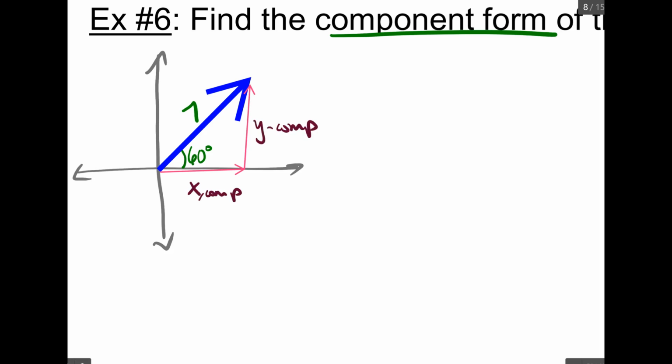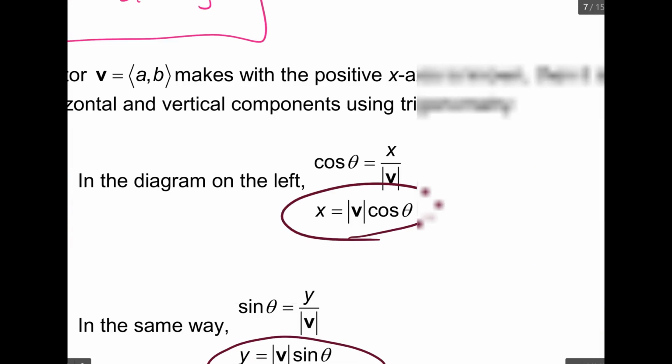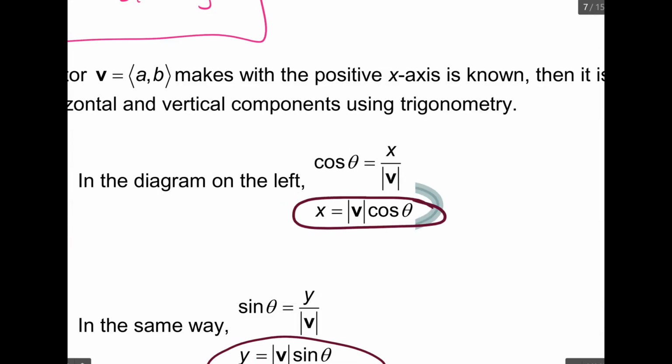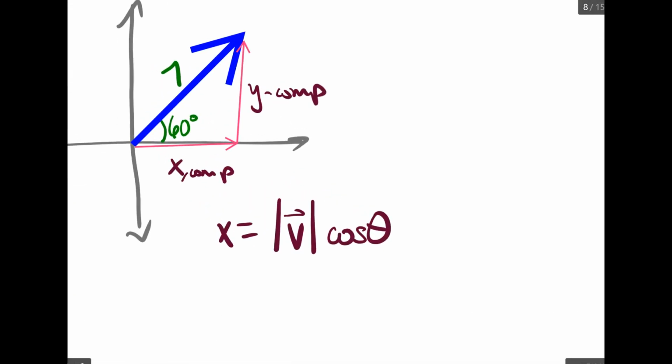And we know from up above that x is equal to the magnitude of my vector times cosine of theta. How do I know x? Up above, x is the magnitude times cosine. If you don't remember, there's an easy way to derive it.